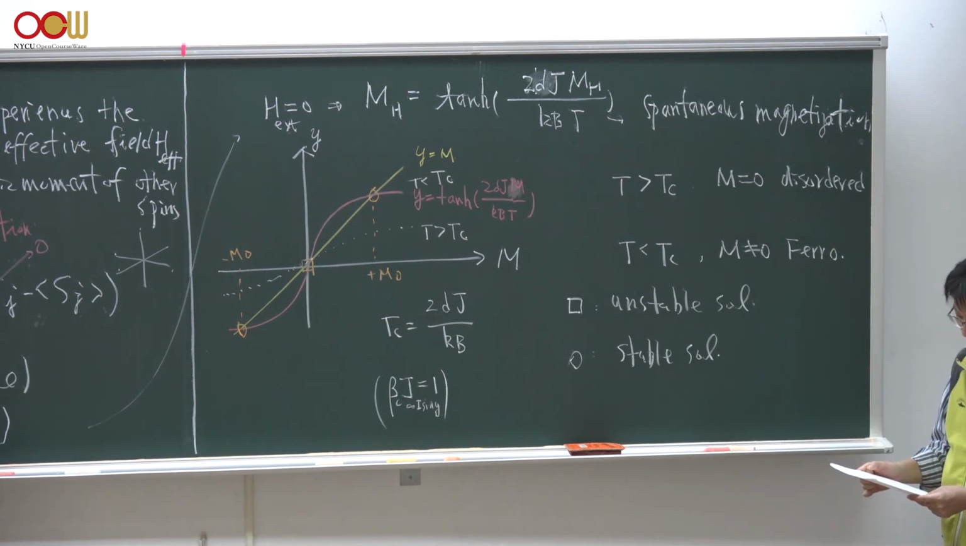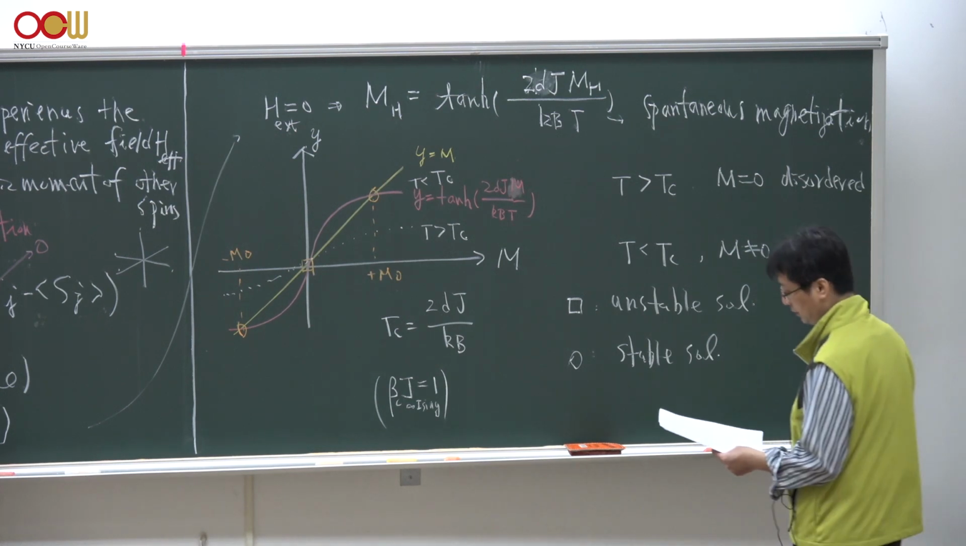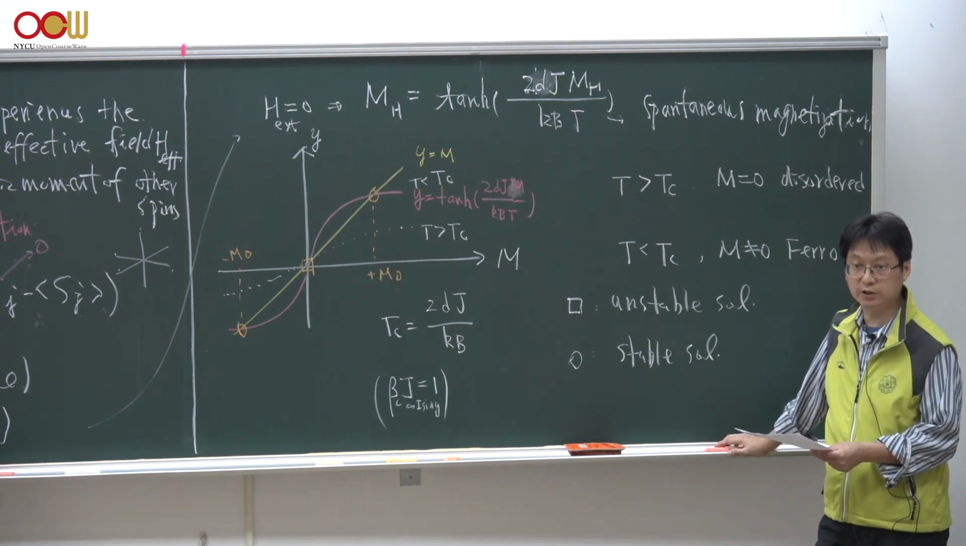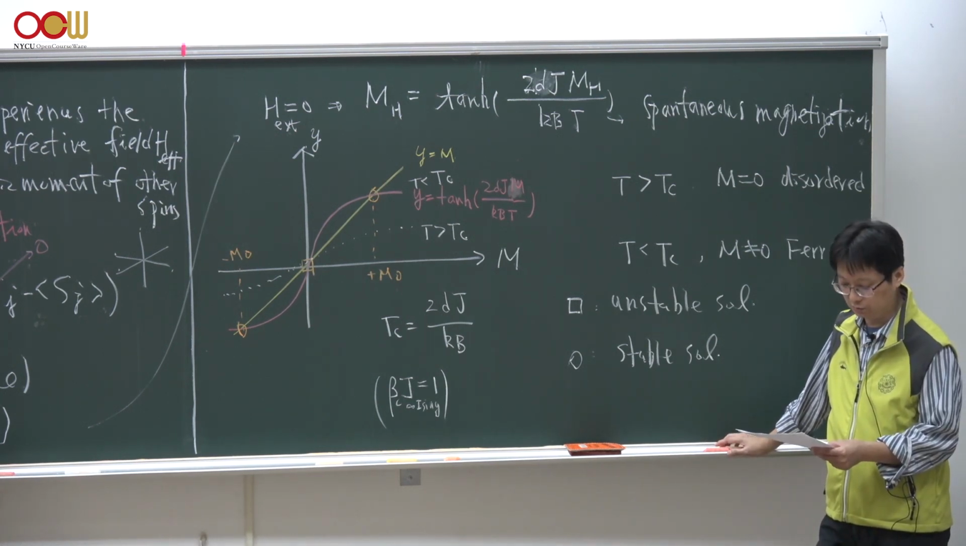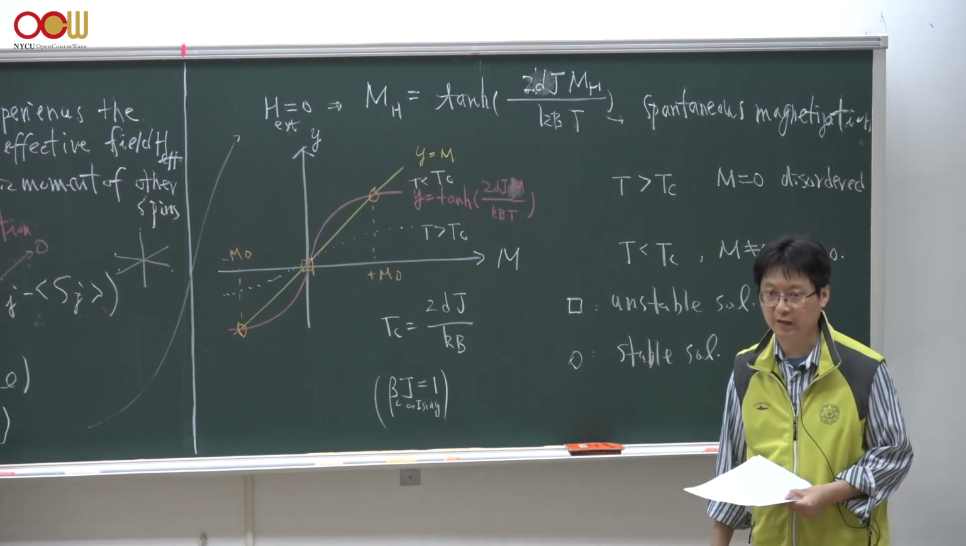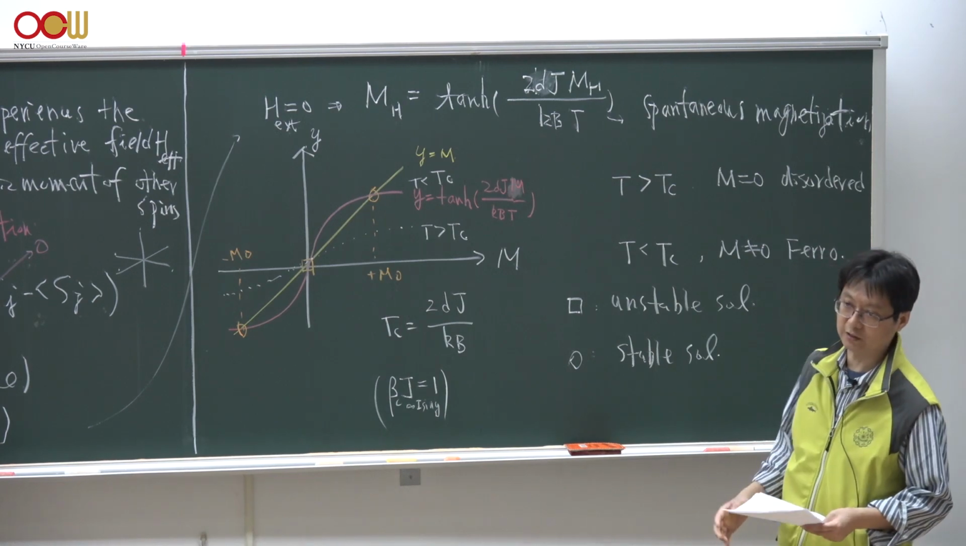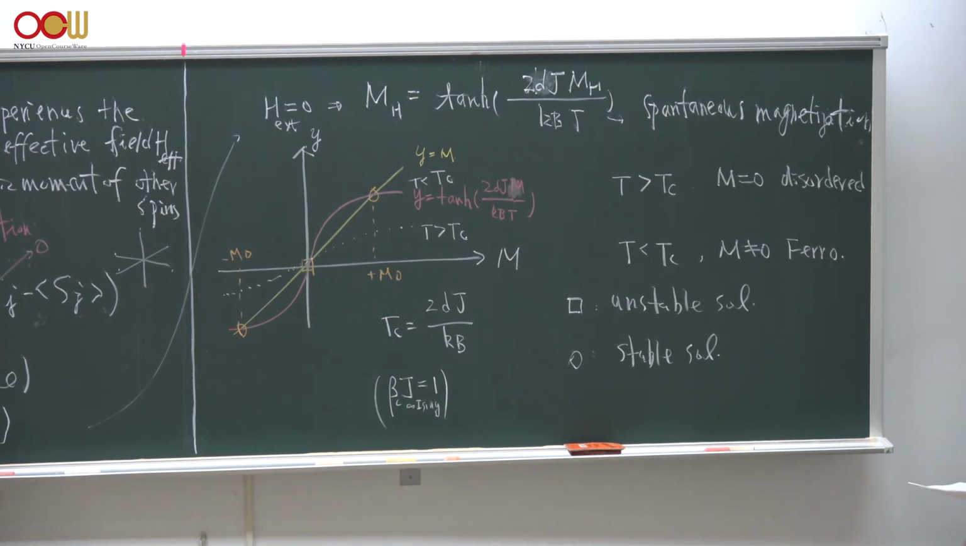So let's take a short break. When we come back, we will expand the magnetization near this Tc, and also get the equation of state, and then we could obtain the critical exponents that we already derived last time.